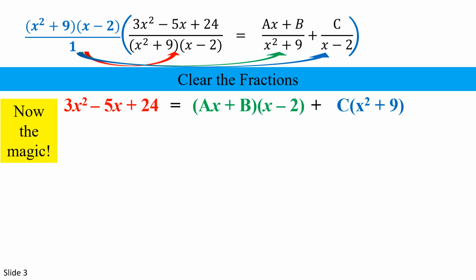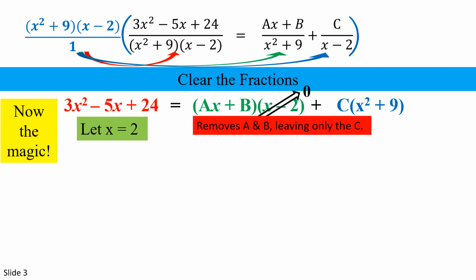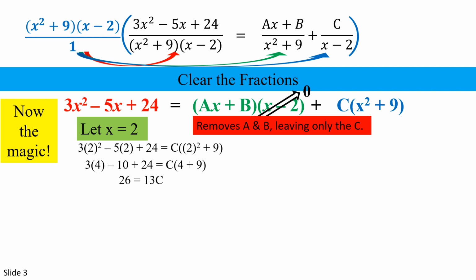Now the magic. Let's let x equal 2. That takes out the A and the B, leaving only the C. So we put 2 in for all the x's. On the left we get 3 times 2 squared minus 5 times 2 plus 24, and on the right is C times 2 squared plus 9. And we end up with 26 equals 13C. Divide both sides by 13 and C equals 2.